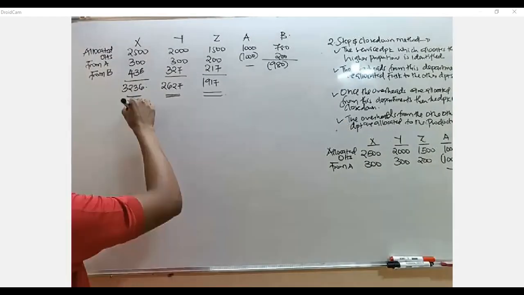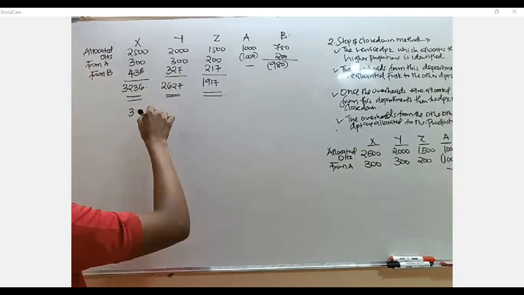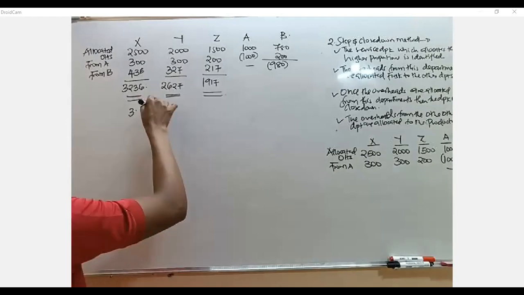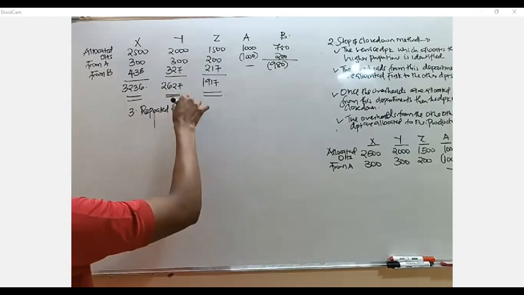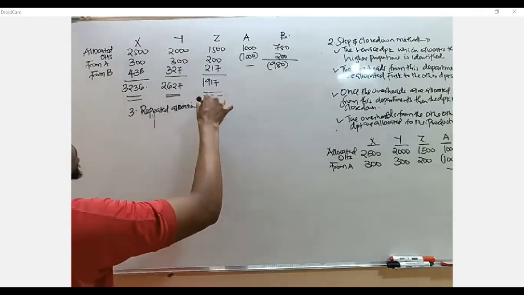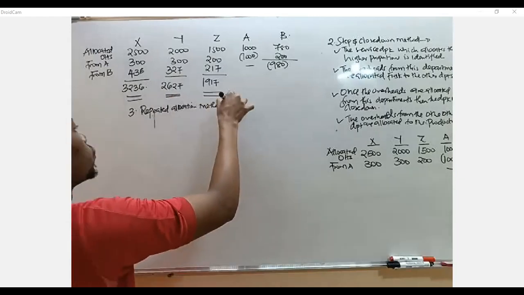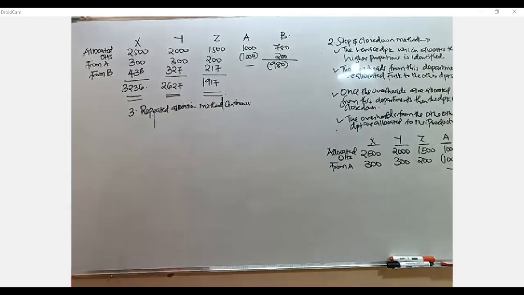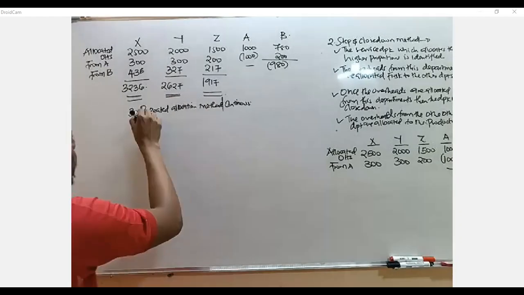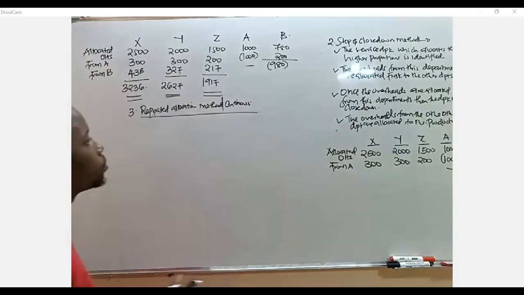simple. Number 3, we normally talk about repeated allocation methods. Or you can leave them and use the word they use there, continuous. This is very easy. Of all these methods they are asking, this is the easiest. Why? Here you are distributing overheads until they remain zero, for both the production and the service departments.